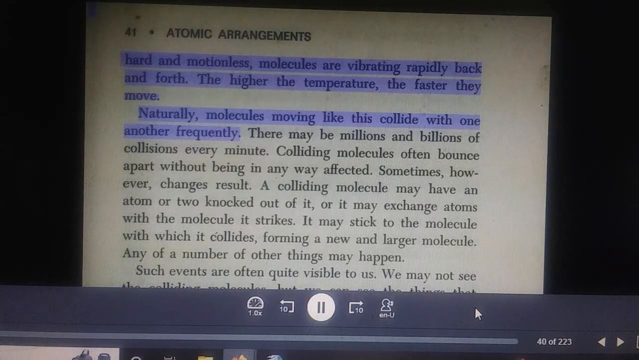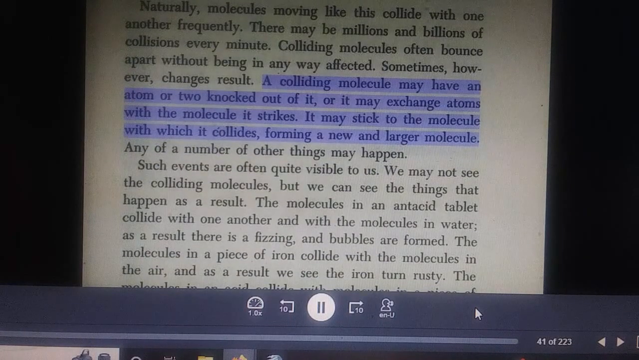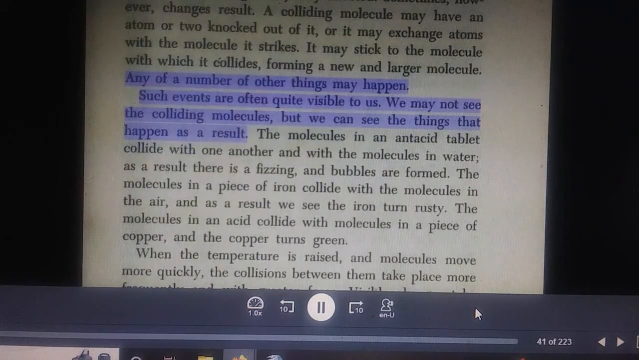Naturally, molecules moving like this collide with one another frequently. There may be millions and billions of collisions every minute. Colliding molecules often bounce apart without being in any way affected. Sometimes, however, changes result. A colliding molecule may have an atom or 2 knocked out of it, or it may exchange atoms with the molecule it strikes. It may stick to the molecule with which it collides, forming a new and larger molecule. Any of a number of other things may happen.